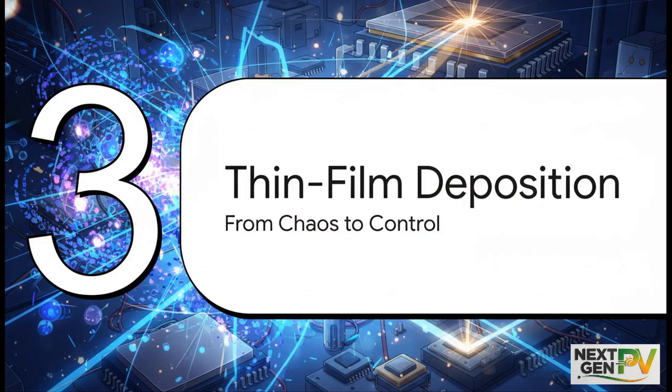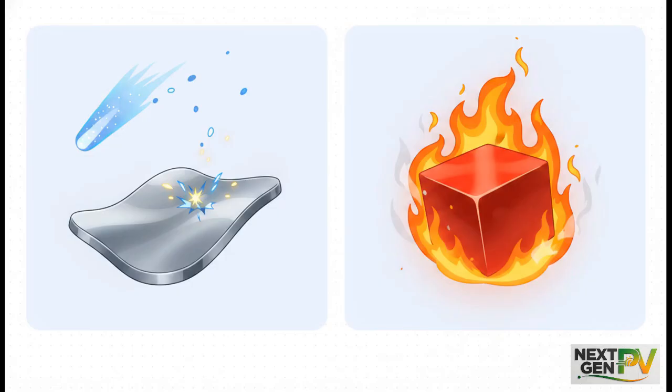Let's jump to Section 3. Mastering thin film deposition, from chaos to control. You might be wondering, why go through all this trouble with collision cascades in the first place? Well, because compared to traditional thermal evaporation, sputtering is an absolute game changer. It's the ultimate engineering solution. See, if you just try to heat up and evaporate certain metals, they will stubbornly refuse to melt, or the process will be wildly inefficient.